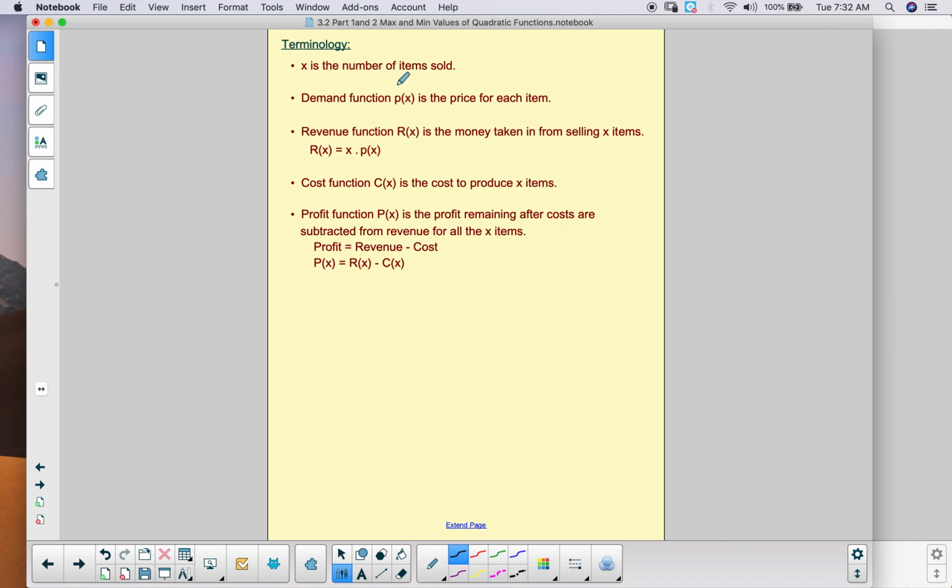So P of X, which is capital P, is R of X minus C of X. So the demand function, which is the price function, the p is lowercase, and the profit function, P, is uppercase. So just don't get confused with those two, okay? So familiarize yourself with these terms because they're going to be what you're going to use when dealing with questions where you have to maximize profit.